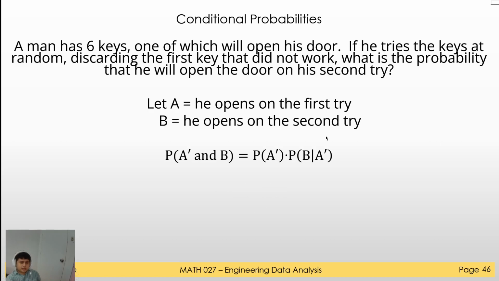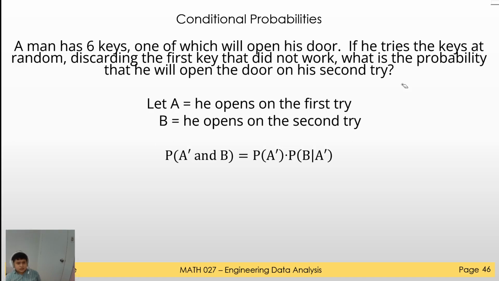So for this example, we have a scenario wherein we want to determine the probability that he will open the door. Let's imagine a man with 6 keys, one of which will open the door. So you have 6 keys and only one will open the door. If he tries the keys at random, discarding the first key that did not work, what is the probability that he will open the door on his second try?